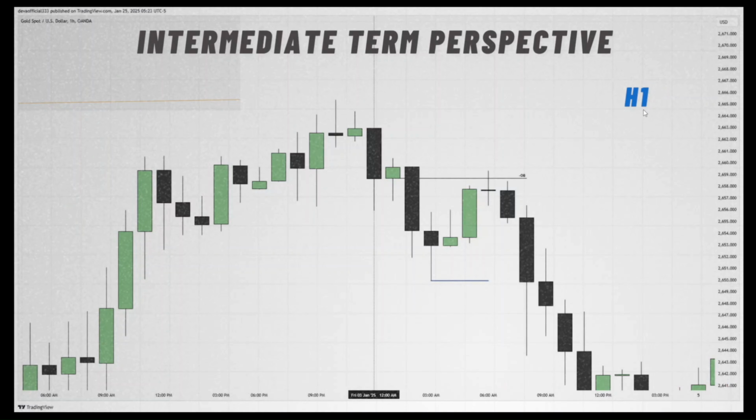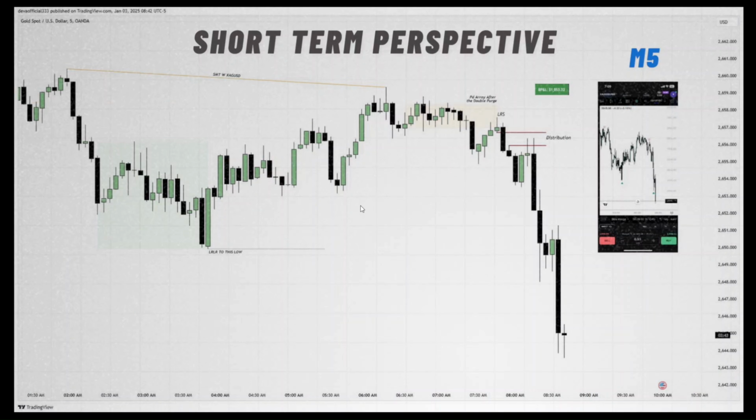Now we are at the H1 time frame, which is the intermediate-term perspective. We have the H1 order block and the change in the state of delivery here, so we have a nice low here. Now we switch to the M5, the short-term perspective. We have the low here, which is the London session low, then the change in the state of delivery and the distribution leg. We have the break in market structure, and then the mitigation blocks.